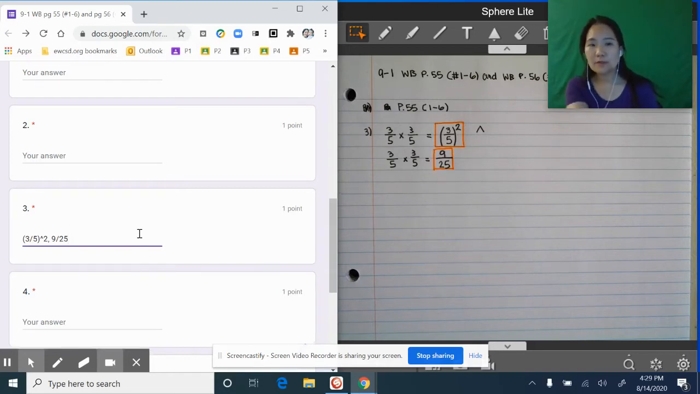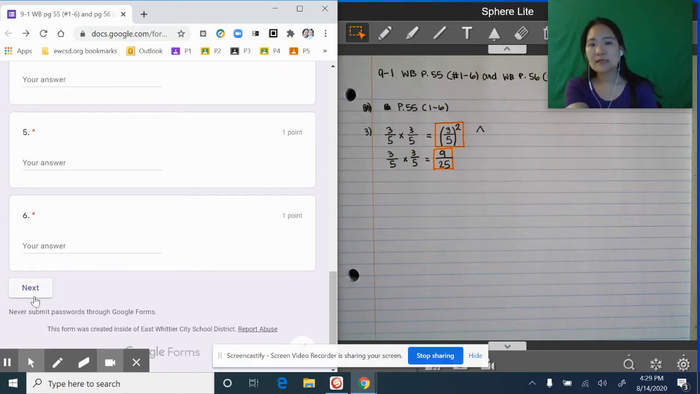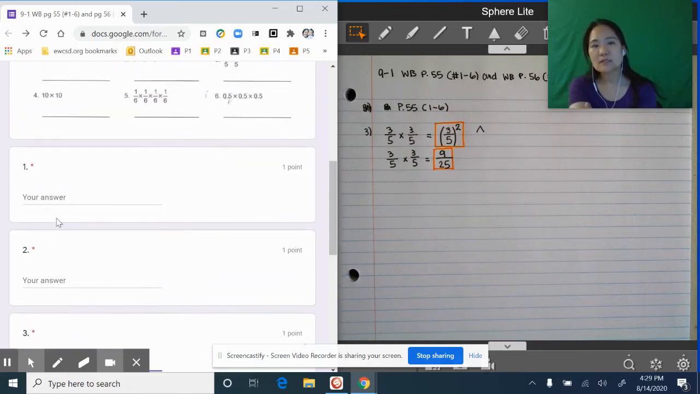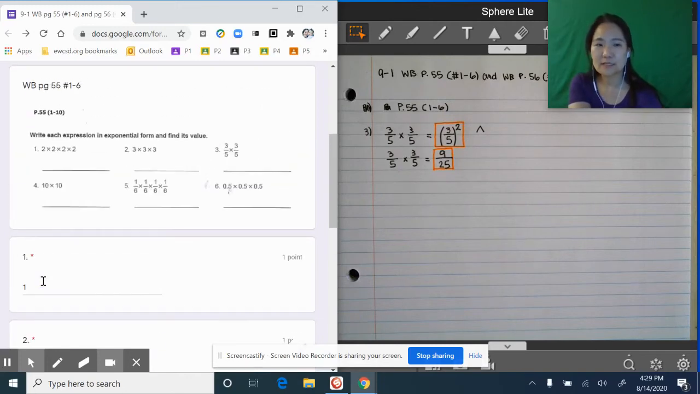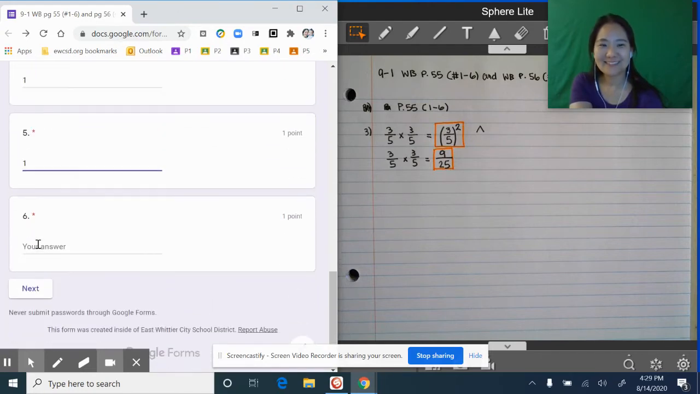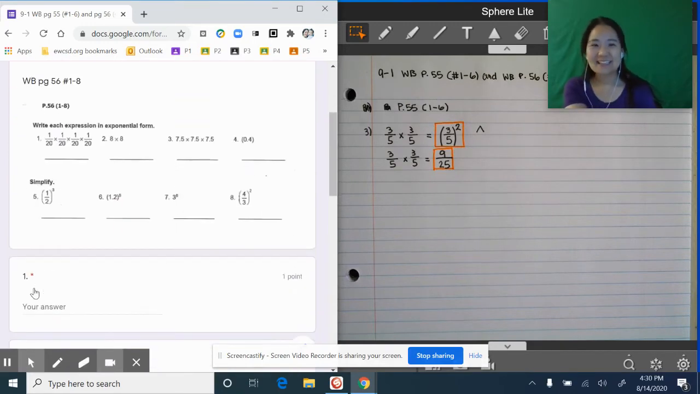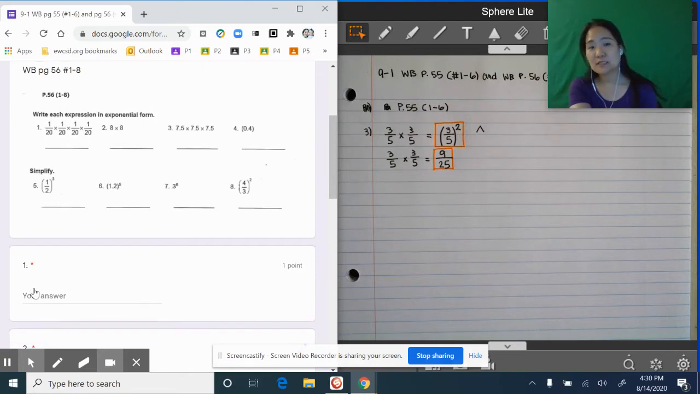Now, before moving on to the next part of the homework, Google Form does not let me move on until I've answered everything here. So then I'm just gonna put some random answers. So I'm just gonna put 1, but that's not the right answer, okay? Okay. All right, now let's see if it'll let me move on. Okay, it did. So now we are on page 56, numbers 1 through 8.